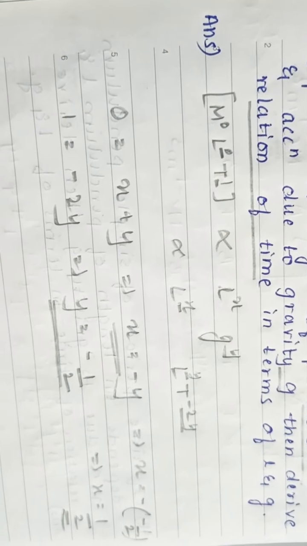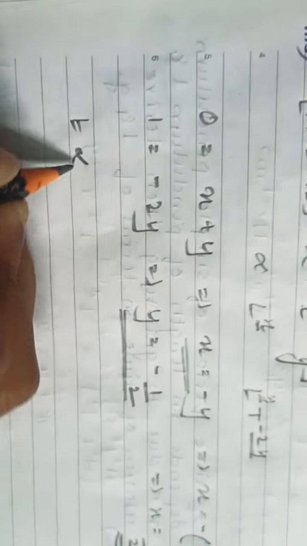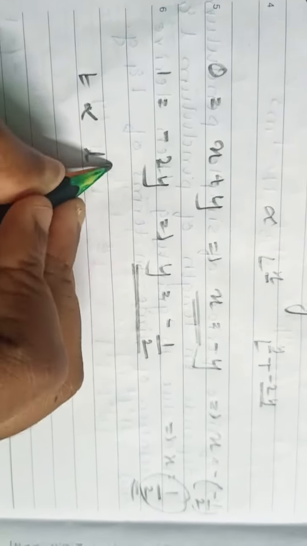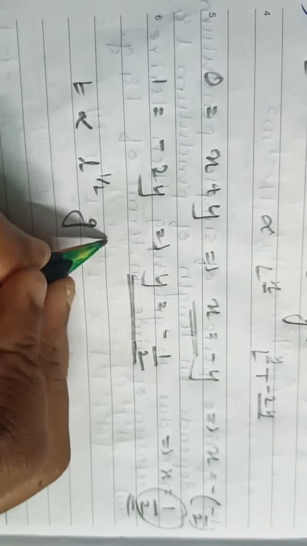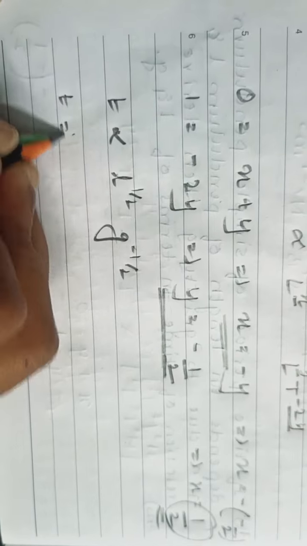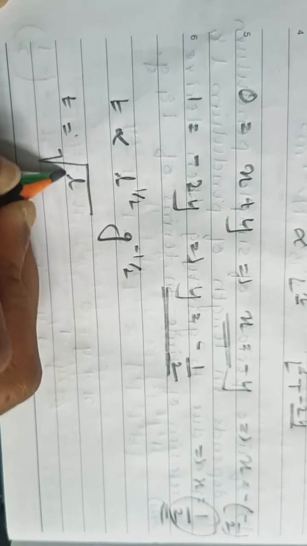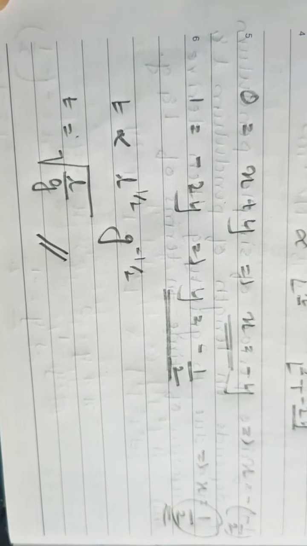Now we can derive the formula of time. Time is directly proportional to L^x G^y. Here we found the value of x is half and the value of y is minus half, so G to the power minus half. So we can write T is equal to root of L upon G. So we derived the formula of time.